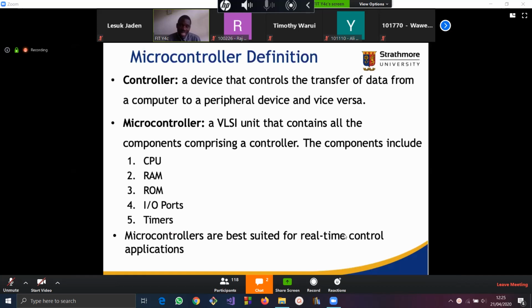So what are these components? A controller has a CPU, RAM, ROM, input output ports, and timers. Remember, the microprocessor had only 3 parts, and those 3 parts were inside a CPU. So in short, what am I trying to say? And peripheral devices. So RAM, input output ports, timers.